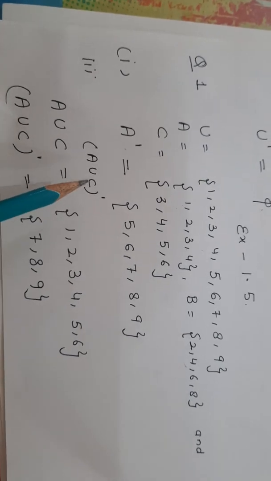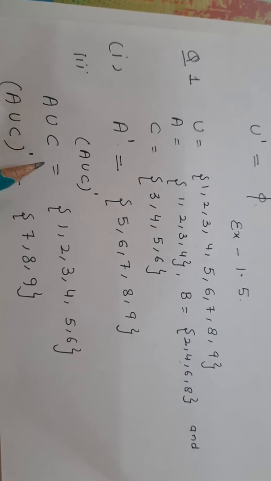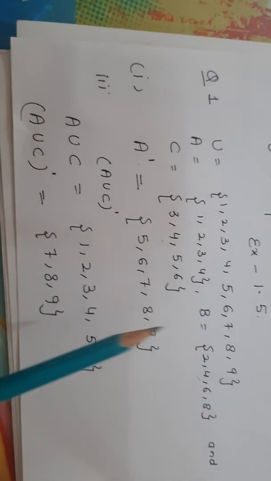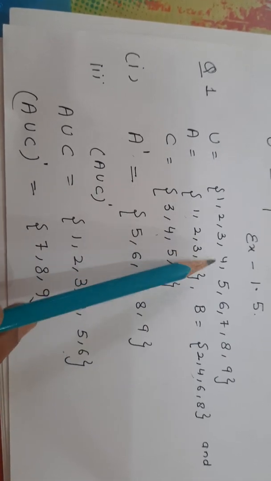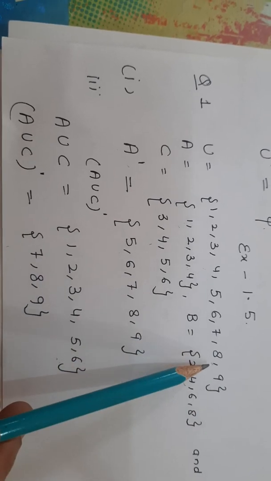Third part, A union C whole complement. So first you will find A union C. Union means either from this or from this. So this is 1, 2, 3, 4, 5, 6. Now the complement, the elements of U which are not in this. So the answer will be 7, 8 and 9.